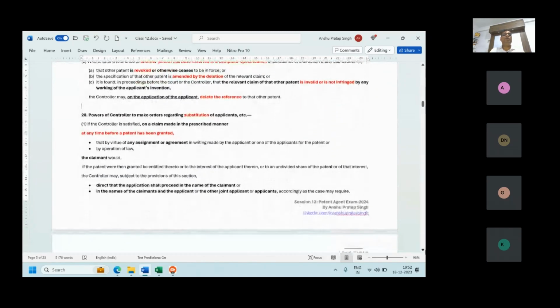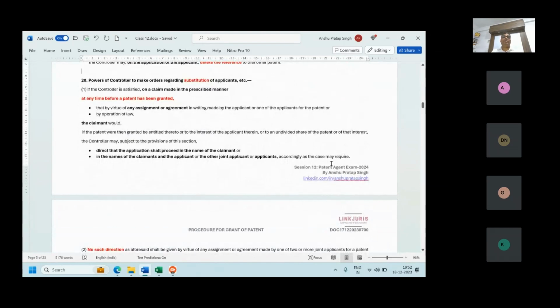Okay. Now comes power of controller to make order regarding substitution of applicants. See, substitution of applicant. What are the conditions where the applicant needs to be substituted? Any clue, any idea, anything which you think? Yes, sir. A wrongful obtained. Assignment of rights. See, wrongful obtainment is, you will not ask for substitution. You will challenge the applicant status itself. Right? You will oppose that application.